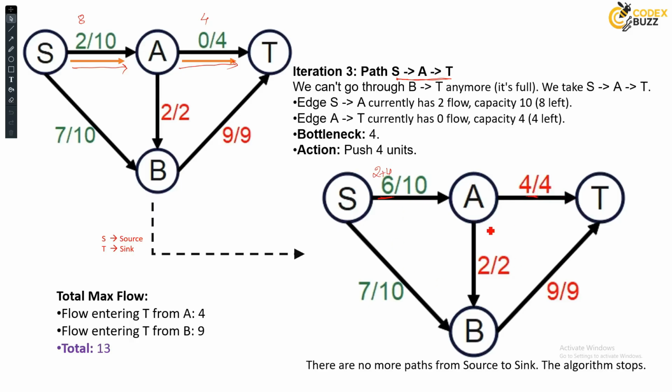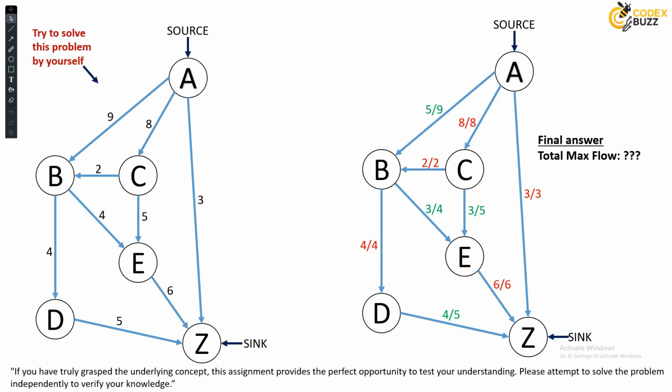अब यहाँ पे आप देख रहे हो there are no more paths from source to sink. अब हमारे पास कोई भी पाथ नहीं है सोर्स से लेके सिंक तक जाने के लिए. इसका मतलब एल्गोरिदम यहाँ पे स्टॉप हो जाएगा. So how to calculate the total maximum flow here? The flow entering T from A and the flow entering T from B, we are adding both the weights here. So 4 plus 9 equals 13. So this is how we calculate the total maximum flow in this problem. This is how the Ford-Fulkerson algorithm works. I hope you guys have understood the concept of the Ford-Fulkerson algorithm.